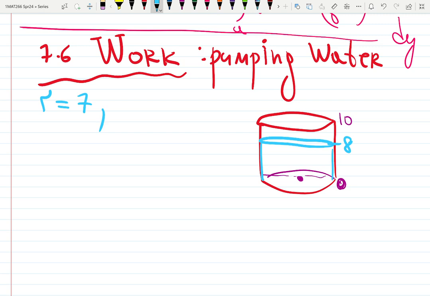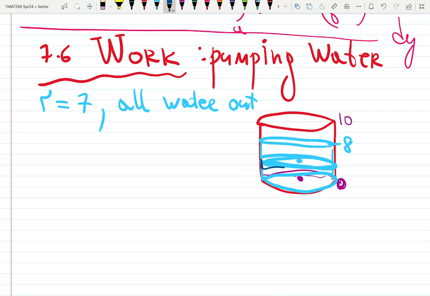And then they say pump just all the water out. All water out. No fountain this time. All the water out. How do you proceed? You imagine that you're slicing. It's a horizontal slicing through this water. And now you have those horizontal slices of water. Here it is. And you're lifting them all.